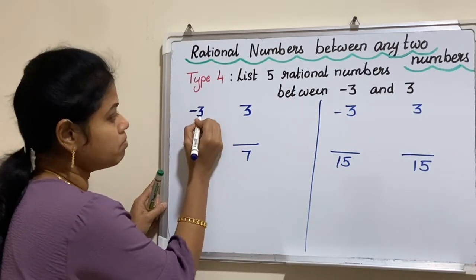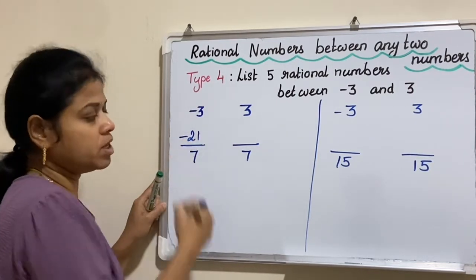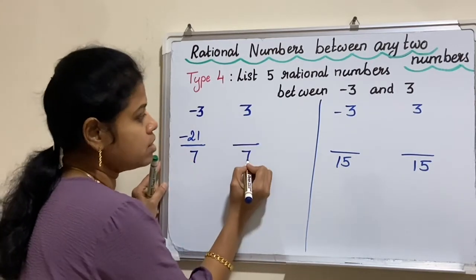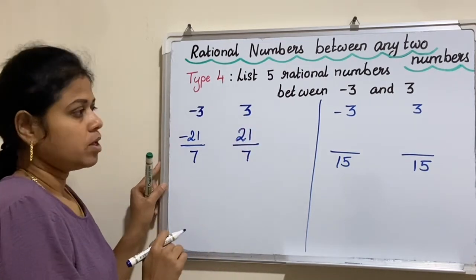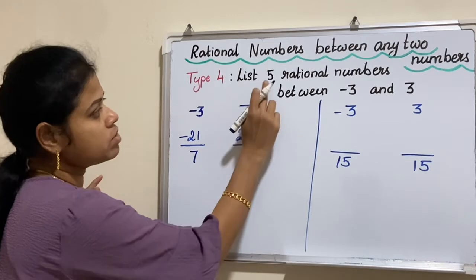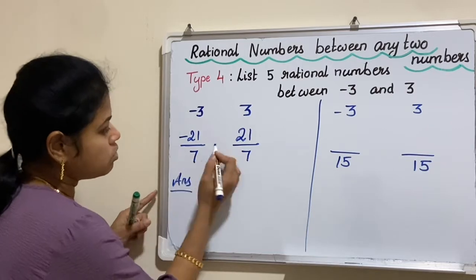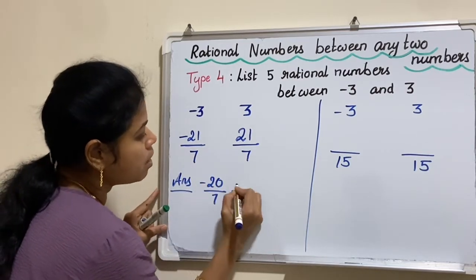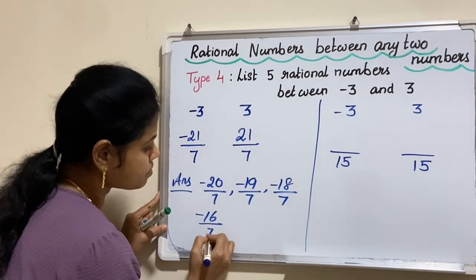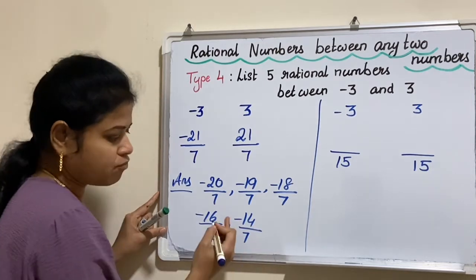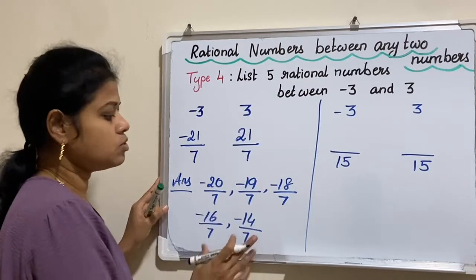So 7 multiplied with minus 3 is minus 21. You have to write that number in here. Fill the numerator like this. So take this and multiply with this and fill in the numerator. 3 into 7, 21. Now, you have to list out 5 numbers between these two numbers. What are they? They are minus 20 upon 7, minus 19, then minus 18, minus 16, minus 14, of course minus 15 is there, minus 17 by 7 is also there. We need only 5 numbers in between this.